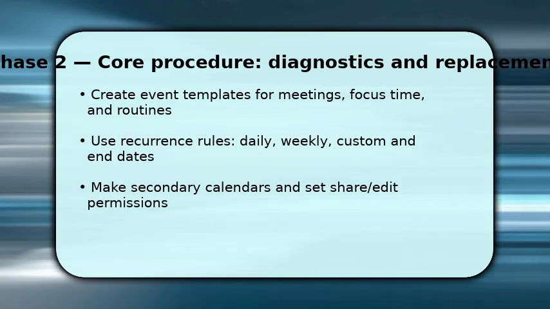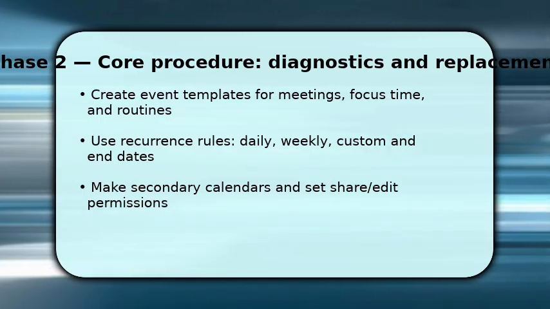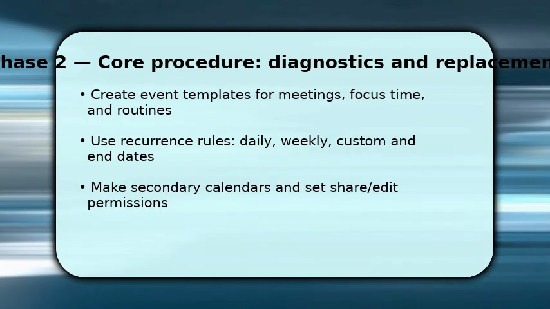Then apply recurrence rules, daily, weekly, or custom with an end date to avoid manual repeats. Once templates exist, add secondary calendars for projects and clients and set sharing permissions. View only for general access, edit for collaborators.